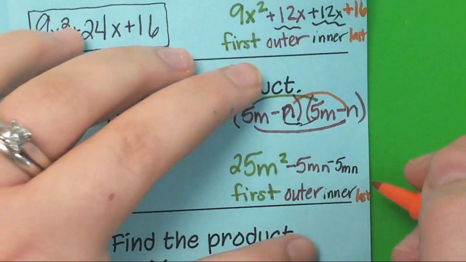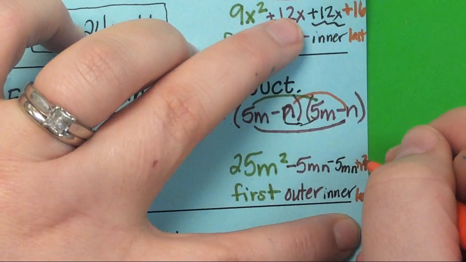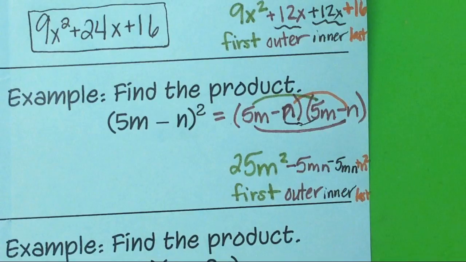Because it's positive n, which is to the first, and positive n is to the first. It's negative times negative, but anyway, we add the exponents. 1 plus 1 is 2. It should be n squared.